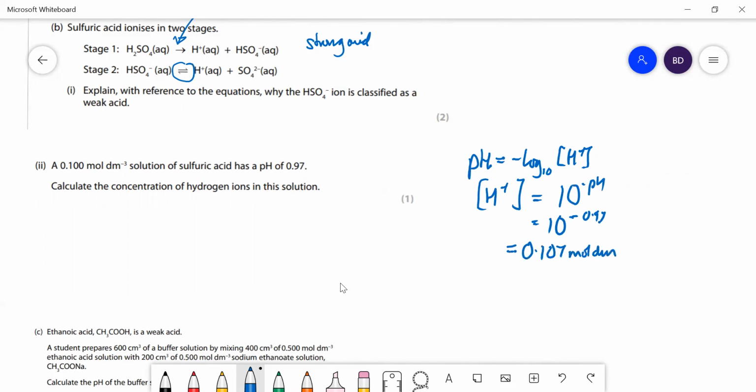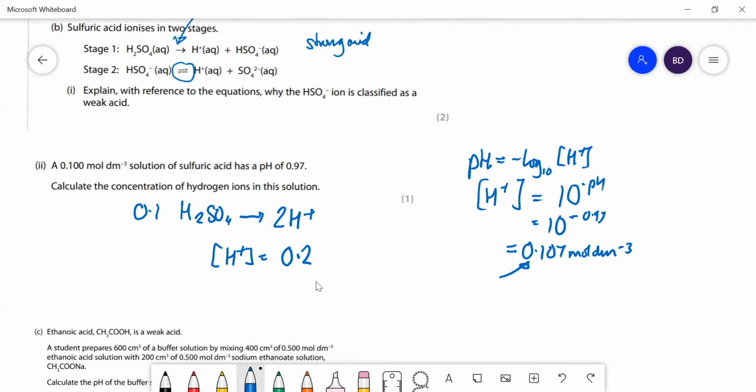And incidentally, they don't ask you this, but you can see that the sulfuric acid hasn't completely ionized, because if you've got 0.1 mole of sulfuric acid and it completely ionized, the concentration of hydrogen ions would be equal to 0.2, and it's not as high as that. So you can see the second ionization is a weak acid.